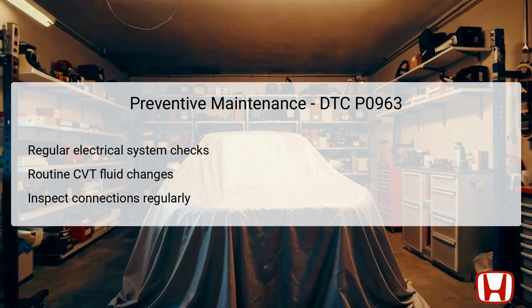Preventive maintenance plays a pivotal role in avoiding issues like DTC P0963 in the future. Regularly inspecting the electrical systems for any potential wear or damage is essential. This includes checking connections associated with the solenoid and PCM. Additionally, routine changes of the CVT fluid help ensure that the transmission remains free of contaminants, which can cause wear and malfunction.